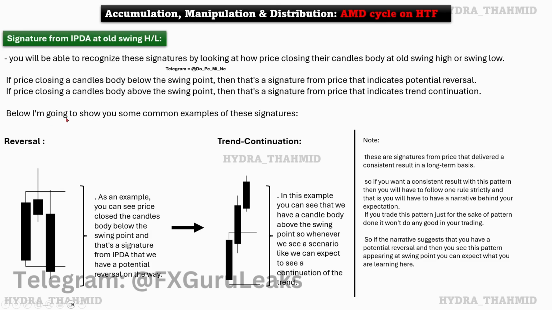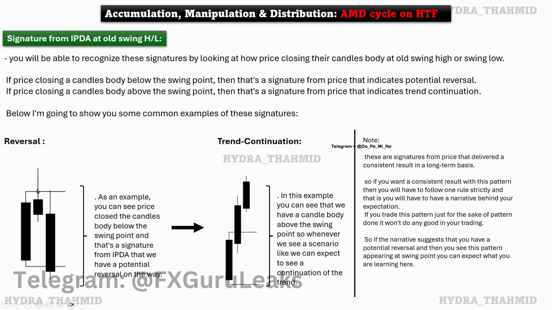Below I'm going to show you some common examples of the signature. So for a reversal, this is the signature that you are going to be expecting from price. As an example, you can see price closed a candle body below the swing point, and that's a signature from IPTA that we have a potential reversal on the way. So suppose that's a swing point, and then you can see price went above the swing point. Suppose that's where we have buy side liquidity. Price went above. This is the candle that did the stop hunt.